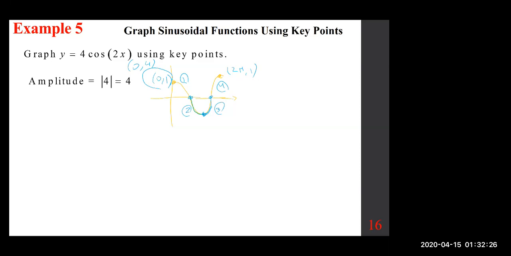Now, what happens with the rest of it? Remember, we need to find the period. The period is 2 pi divided by omega, which means 2 pi divided by 2 is pi. Now, the period must be cut into 4 equal pieces. Again, I want to remind you about the basic cosine. When we cut the 2 pi into 4 equal parts, it gave us 0 to pi over 2, pi over 2 to pi, to 3 pi over 2, and 3 pi over 2 to 2 pi.